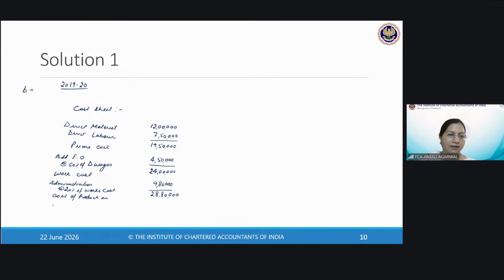On this, you will add selling and distribution expense. They were 25% of works cost, but whatever they will come out to be, you can prepare a working note for selling and distribution again. So first you will take 25% of works cost. Works cost is 24 lakhs. 25% of 24 lakhs will be rupees 6 lakh.